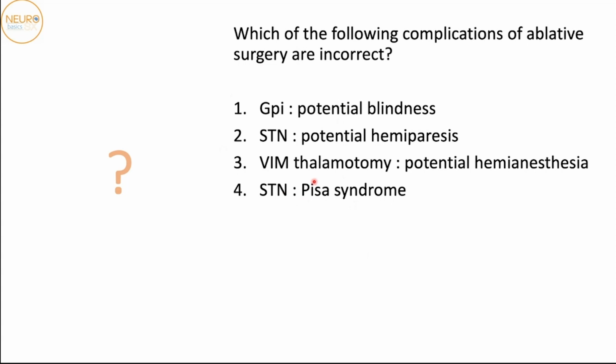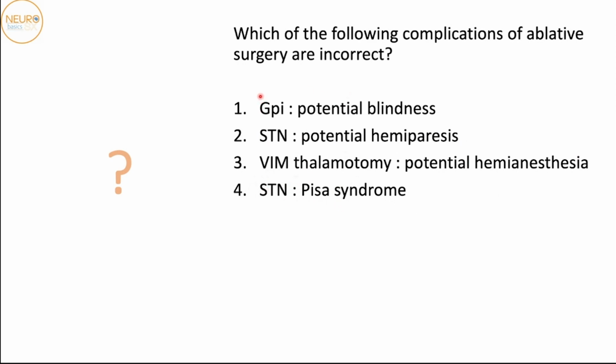Right, so this question is slightly complicated. First we'll discuss the obvious options. Targeting the STN can definitely cause potential hemiparesis because the corticospinal and corticobulbar tracts are quite nearby. Targeting the Vim thalamus can definitely cause potential hemianesthesia because the sensory tracts are nearby. Targeting the STN definitely does not cause Pisa syndrome because it is a complication of targeting the GPi.